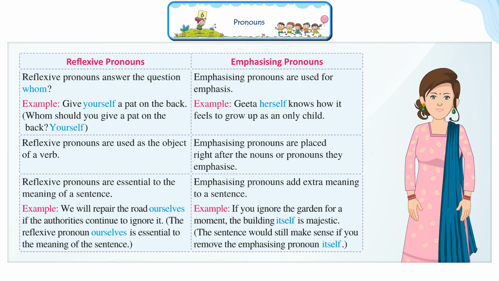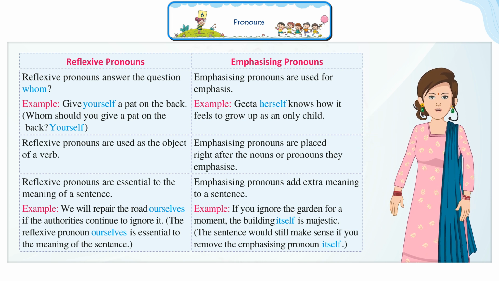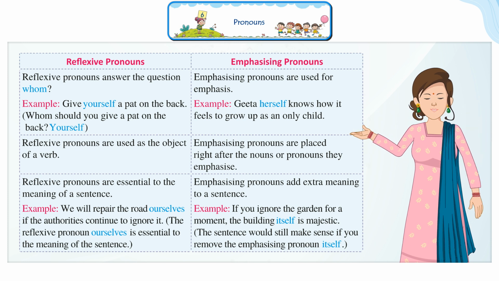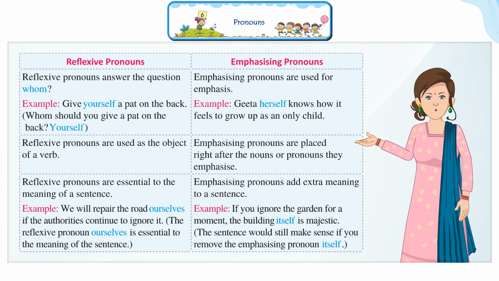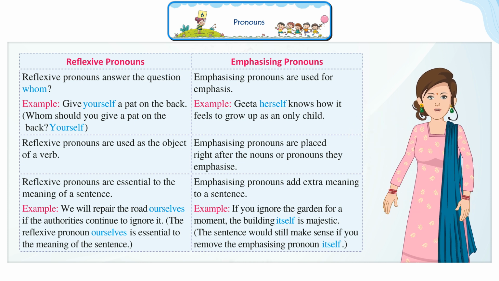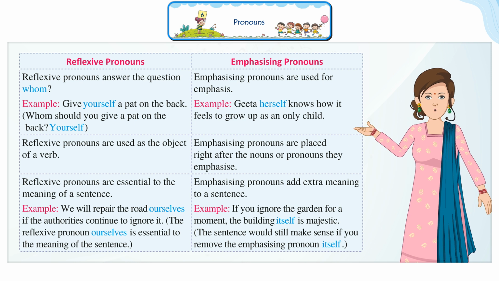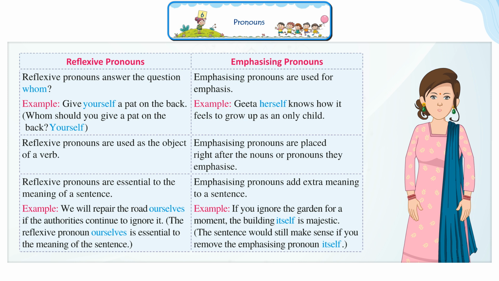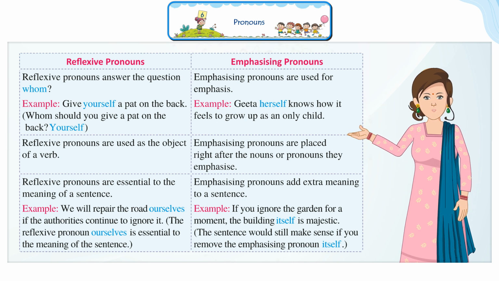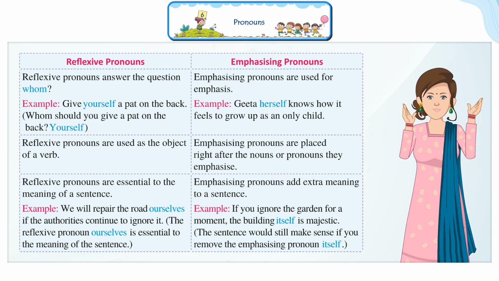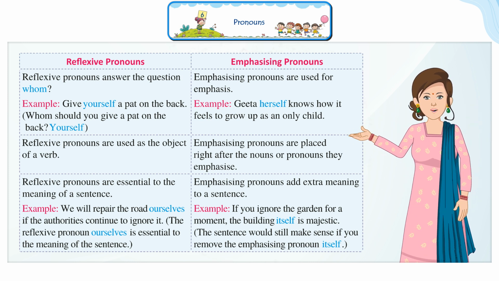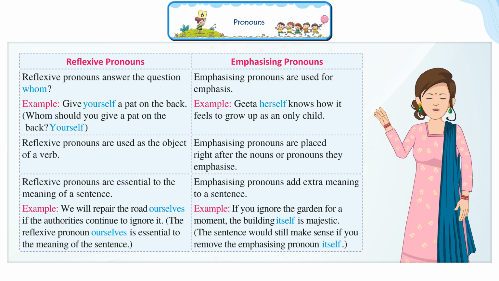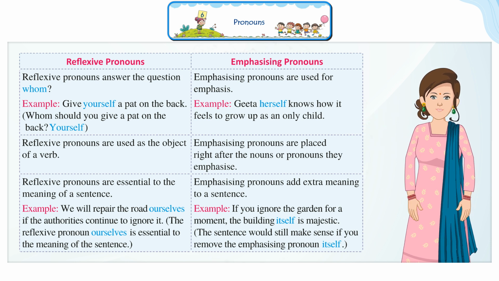Reflexive pronouns are essential to the meaning of a sentence. Example: we will repair the road ourselves if the authorities continue to ignore it. The reflexive pronoun ourselves is essential to the meaning of the sentence. Emphasizing pronouns add extra meaning to a sentence. Example: if you ignore the garden for a moment, the building itself is majestic. The sentence would still make sense if you remove the emphasizing pronoun.